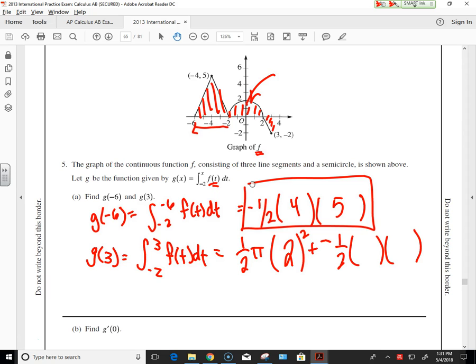Why am I putting a negative? It's below. So I am adding the areas together, but one's above, one's below. I'm moving the normal direction. My base is going to be 1, and my height's going to be 2.